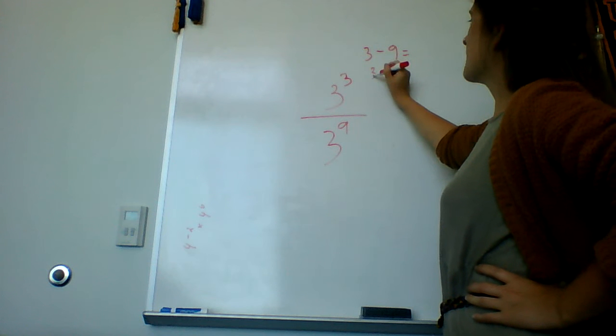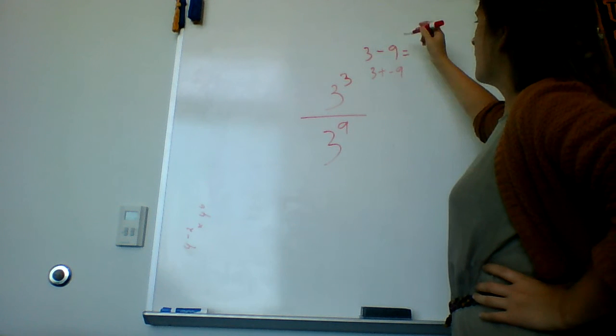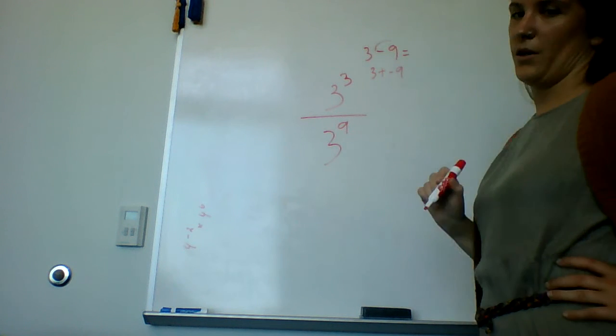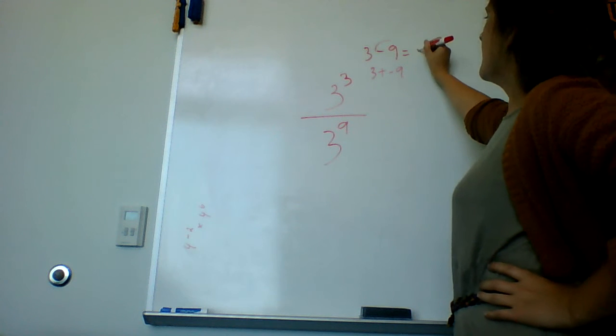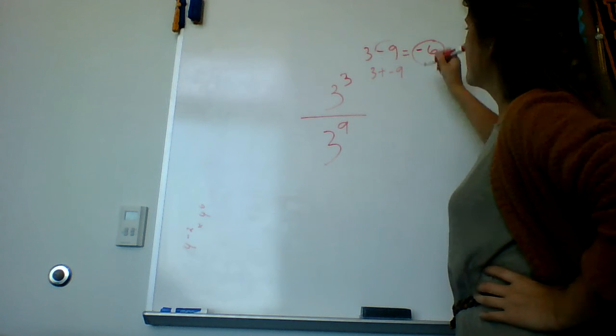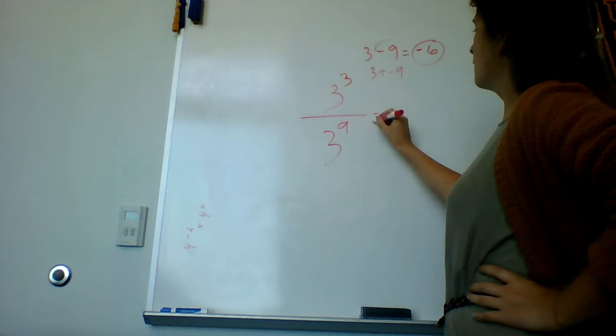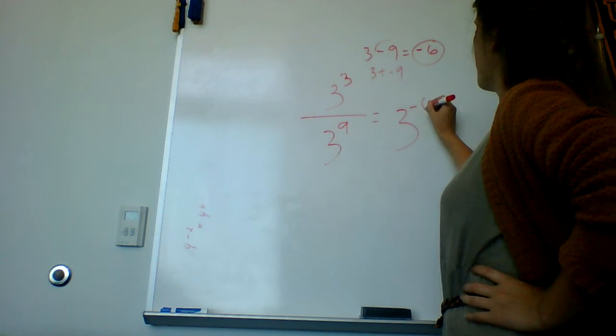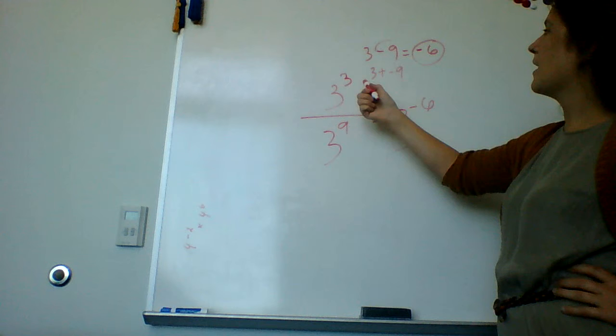I know I could rewrite this as 3 plus negative 9, or I could see that there are 9 bad guys and 3 good guys. 3 minus 9 is negative 6. So this would simplify to 3 to the negative 6, because there's more on bottom than top.